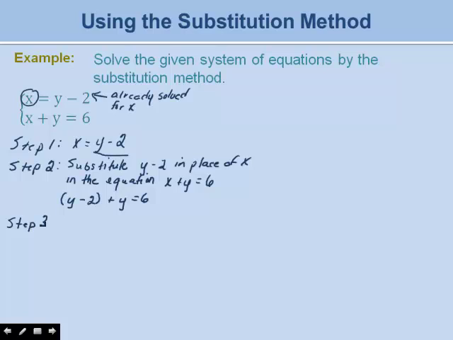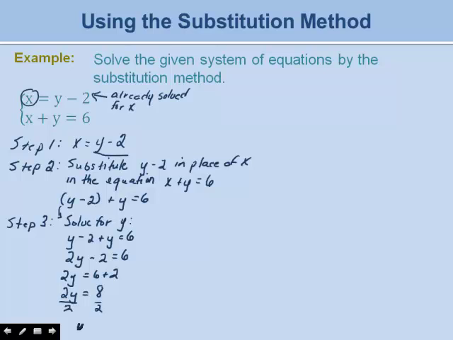Now our third step is to take what we just did in step 2 and solve this resulting equation for the variable that we have left. So we'll solve it for y. We can take the parentheses off to start with, so we have y minus 2 plus y is equal to 6. If we combine like terms, we have a y and a y, so that gives us 2y minus 2 is equal to 6. We can add 2 to both sides. That gives us 2y is equal to 8. Then we can divide both sides by 2, so we end up with y is equal to 4. So we've completed step 3.